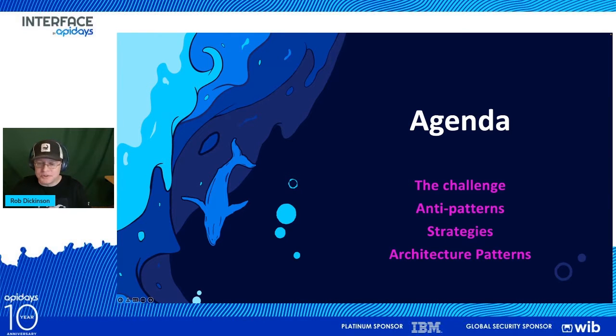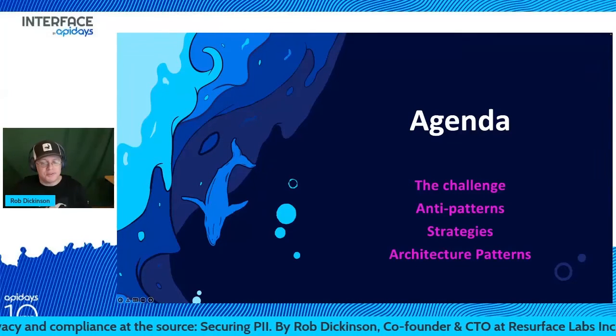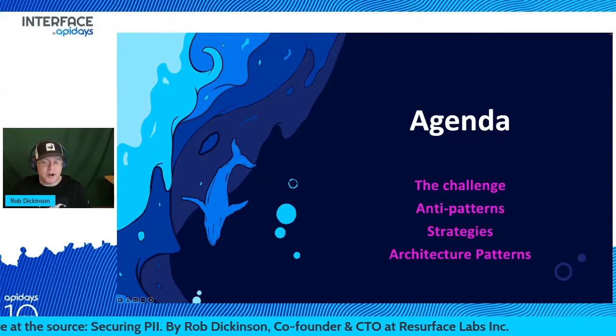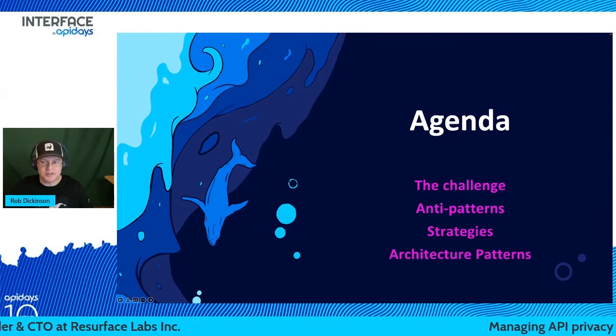Our agenda, there's a lot to pack in here. We're going to go really fast. But the agenda is we're going to talk about the challenge around PII, some of the anti-patterns that we see very frequently, and then some very good strategies and architecture patterns to orient you a little bit better to dealing with some of these challenges.